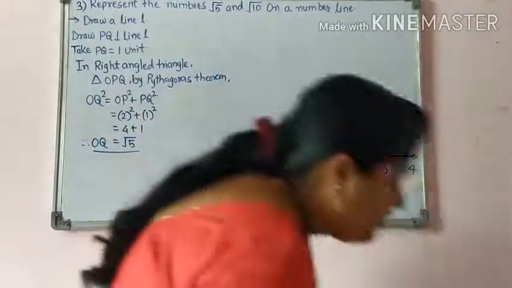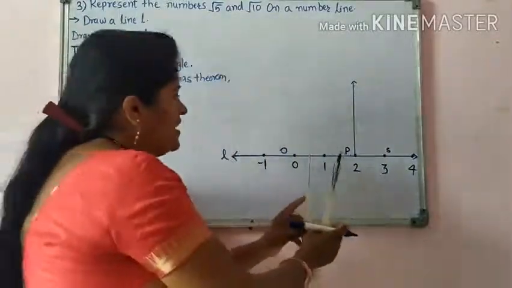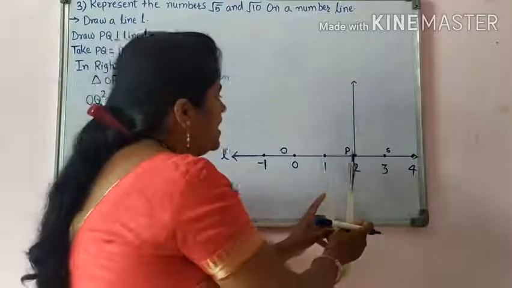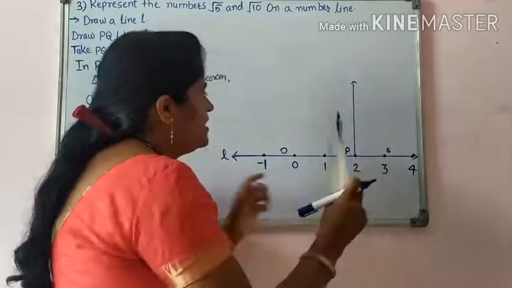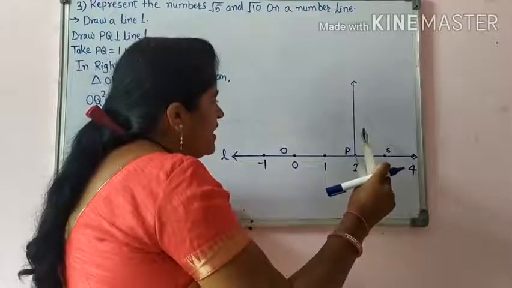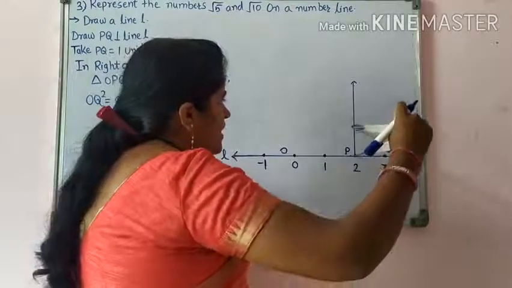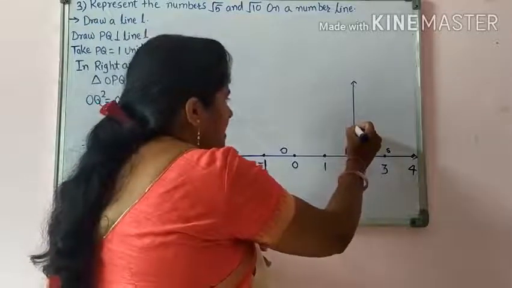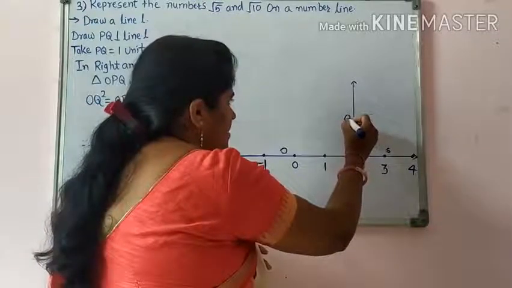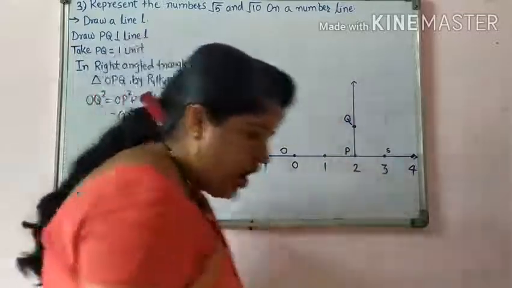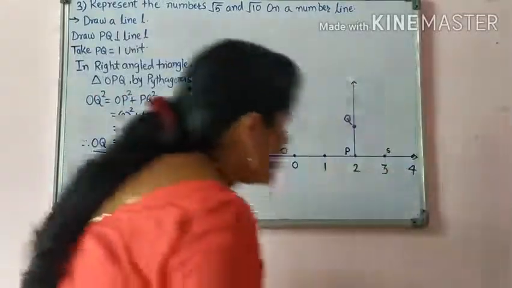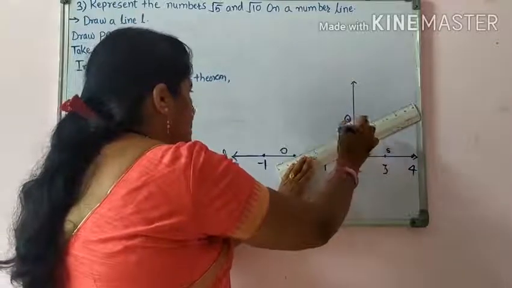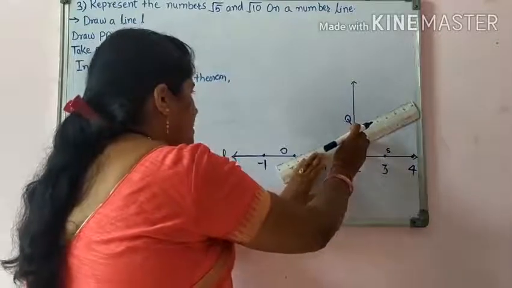And this 1 unit distance is nothing but the distance between any 2 points on the number line. So take here 1 unit distance, put one end of the metal end here on the point P. So this is your 1 unit distance here. Give the name Q to this. Now join O and Q. So join the points O and Q here like this.